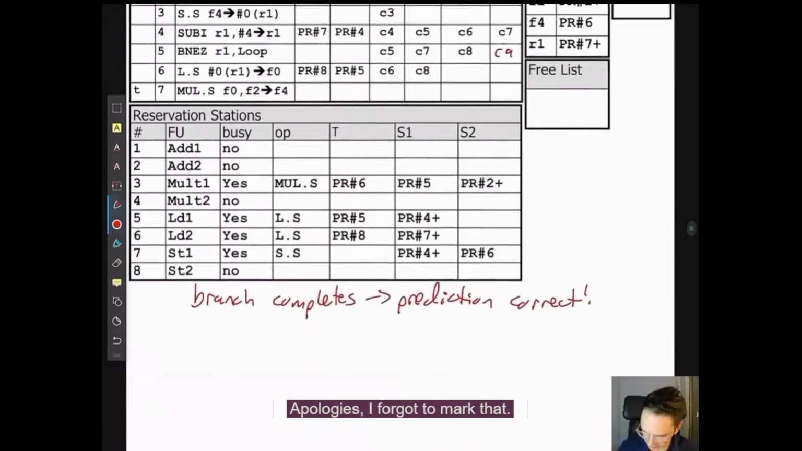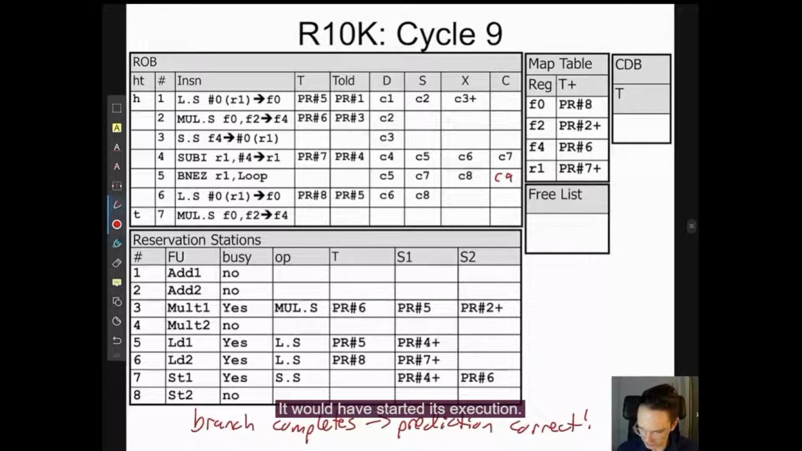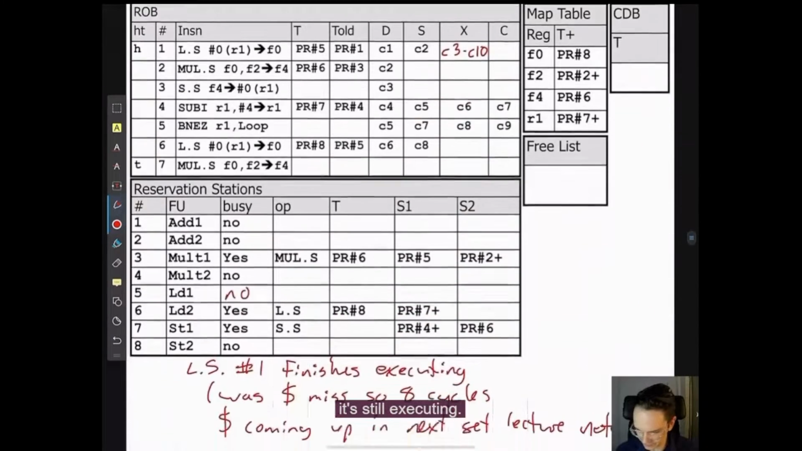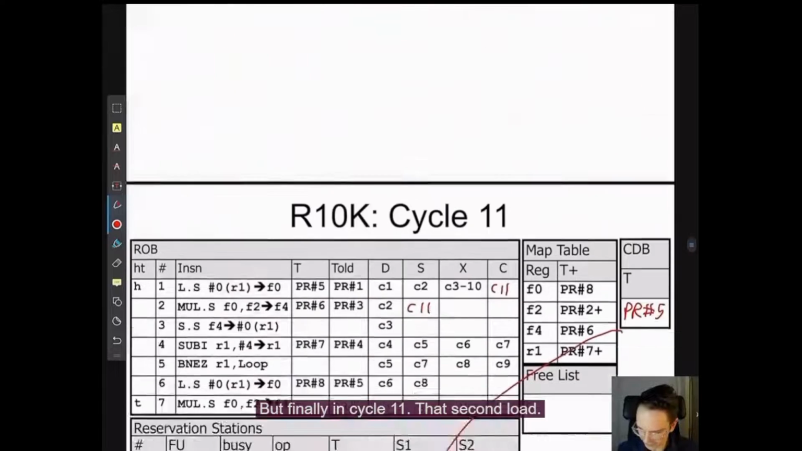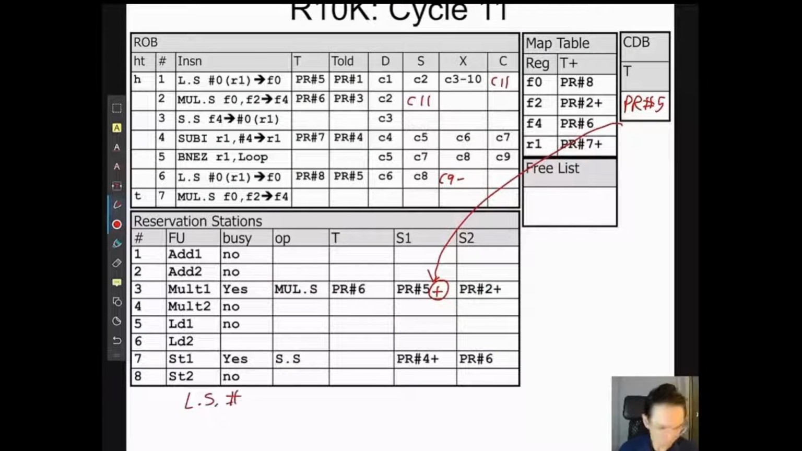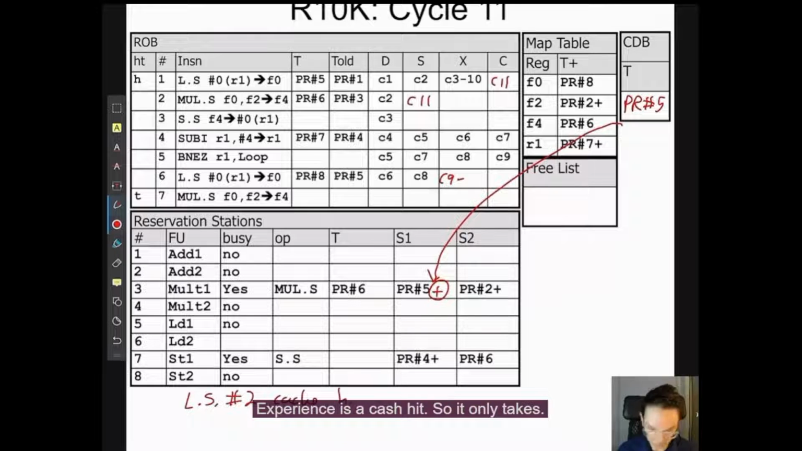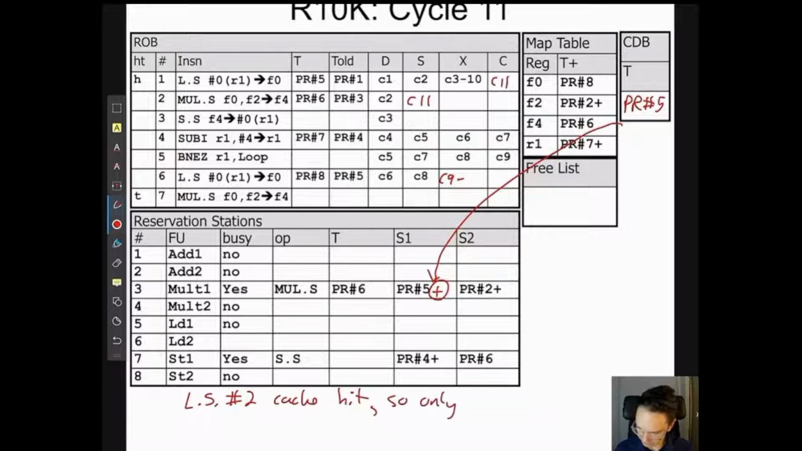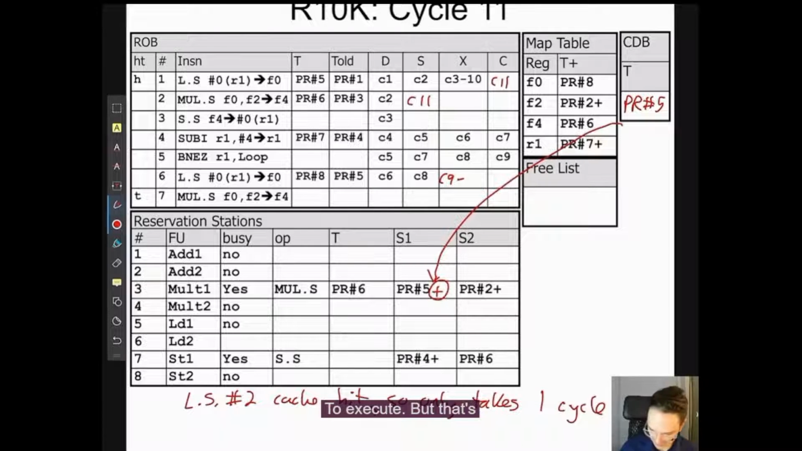And last but not least, let's check in on that second load. Apologies, I forgot to mark that it would have started its execution in cycle 9, of course, but the first load still hasn't brought in the cache line, and so even in cycle 10, it's still executing. But finally, in cycle 11, that second load experiences a cache hit, so it only takes one cycle to execute, but that's only after the first load finishes its execute.